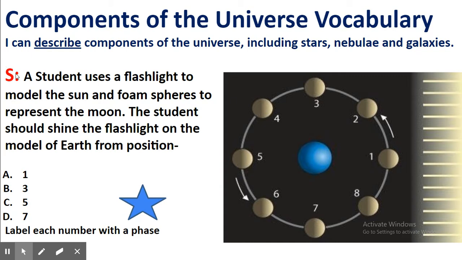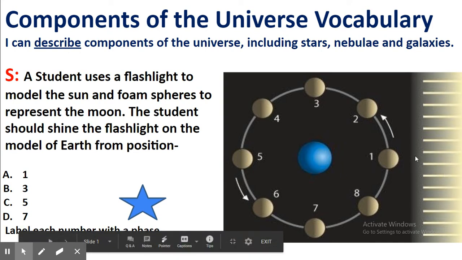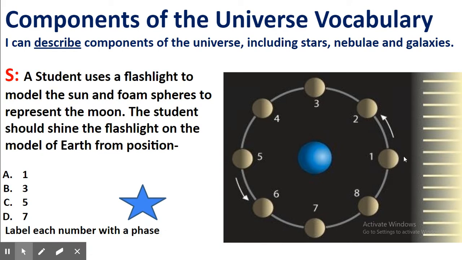Starter. A student uses a flashlight to model the sun and foam spheres to represent the moon. The student should shine the flashlight on the model of Earth from position 1, 2, 3, 4, 5, 6, 7, or 8. If the sun is indicated here, a student should flash a flashlight on position 1, representing the new moon position.